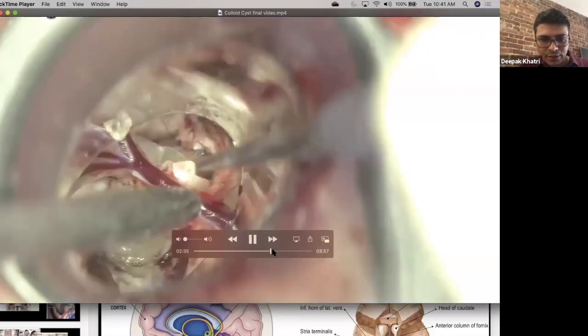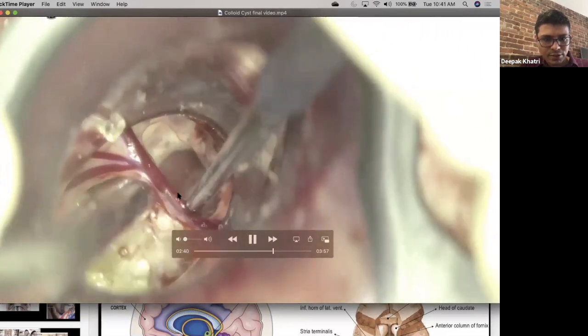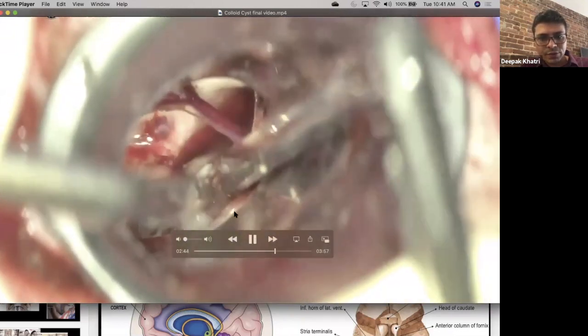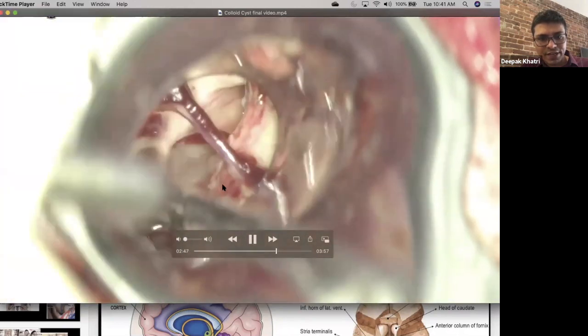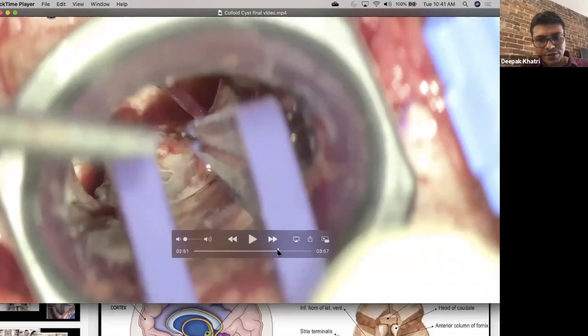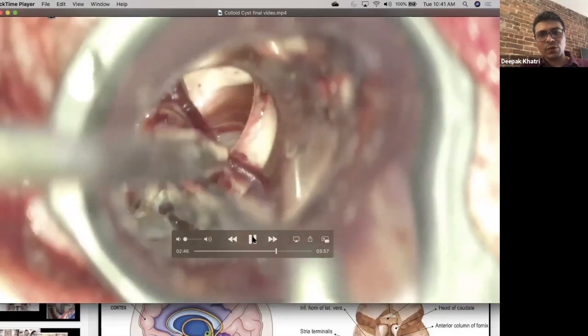So we use all these techniques basically to safeguard our approaches. Now here, you can appreciate that this is a huge cyst. It's in the lateral ventricle on the left side, and anteriorly it is going into the foramen of Monro. This is the foramen of Monro on the left side. Here we are using the traction and counter traction technique. We moved the cyst posteriorly back from the foramen of Monro into the lateral ventricle.